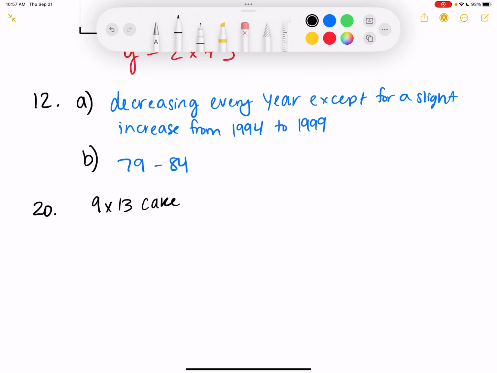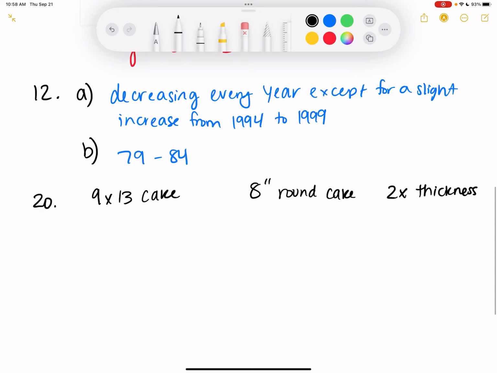And we have an 8-inch round cake that's 2 times the thickness of the rectangle. So I basically need to find the area of both cakes and then see which one's better. For the rectangular one, A sub r is equal to, we literally just multiply 9x13.